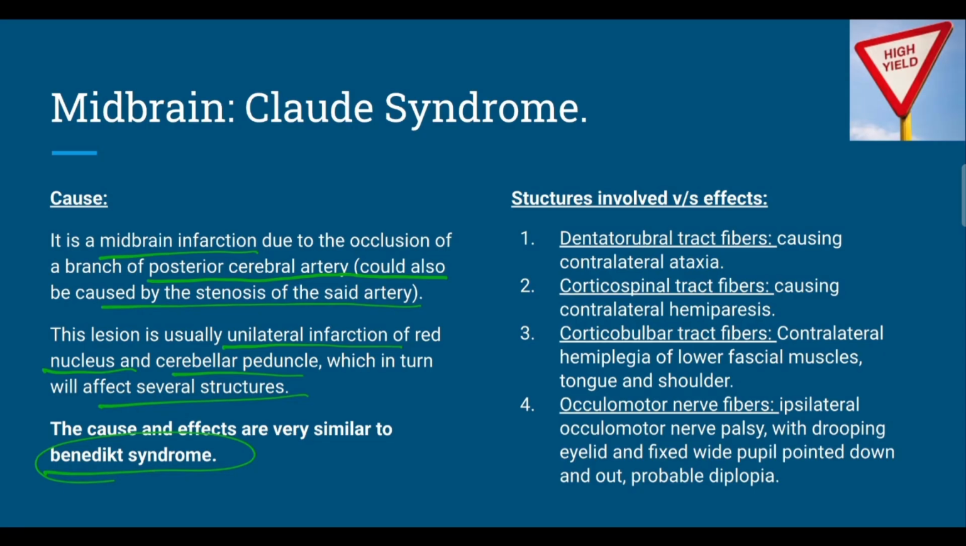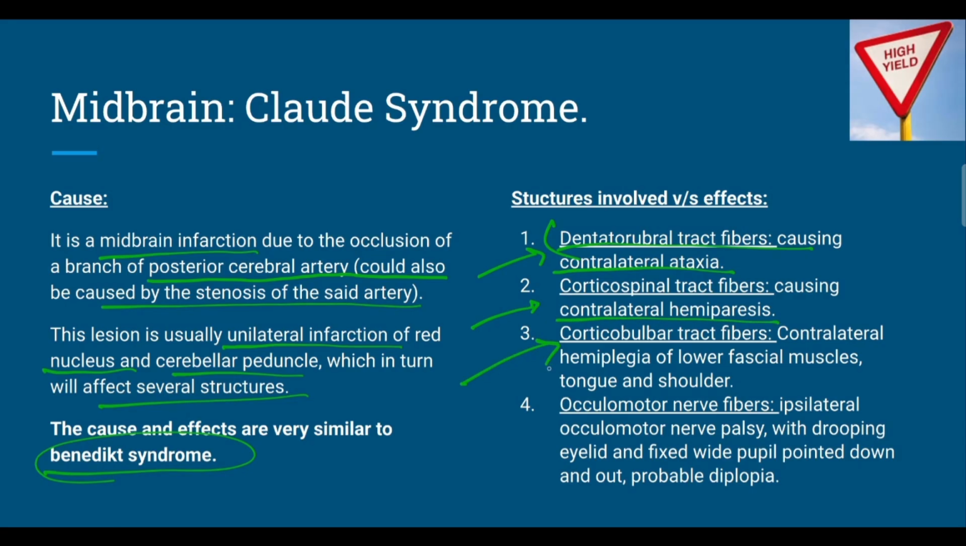Let's map the damage. First, dentatorubral tract fibers. Path of the cerebellar outflow get hit, causing contralateral ataxia. That's your shaky, uncoordinated movement on the opposite side. Next, corticospinal tract fibers. Damage here before they decussate leads to contralateral hemiparesis, weakness across the body.